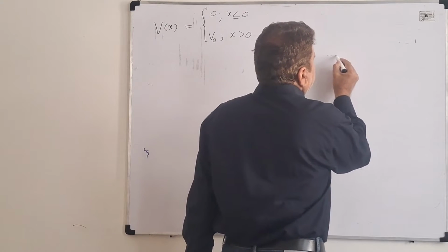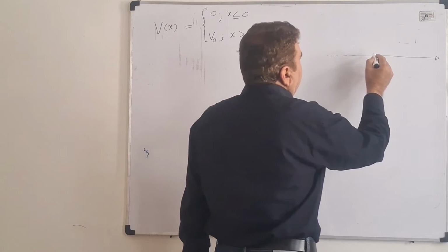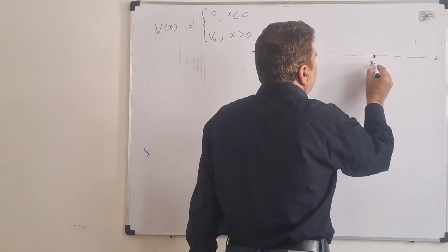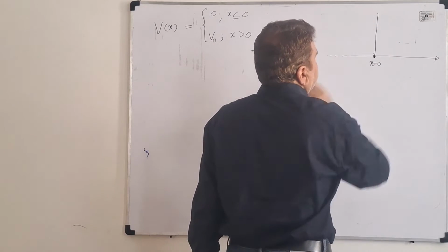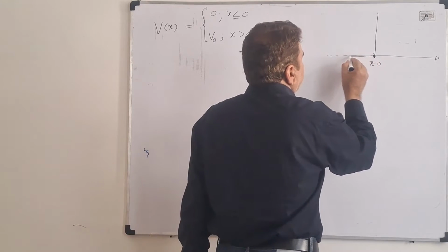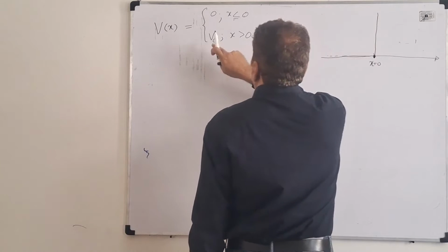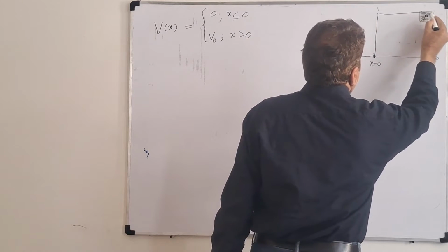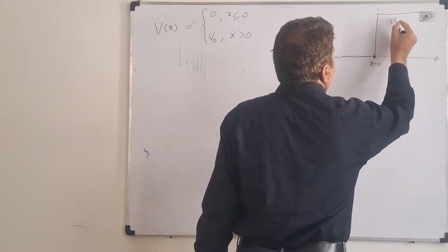This is the x-axis, and here is the origin. I represent this with x equal to 0, and the value of the potential goes like this. In this region, the potential is 0, and in this region, the potential is a constant equal to V naught. That's the value, the height of the potential is V naught.